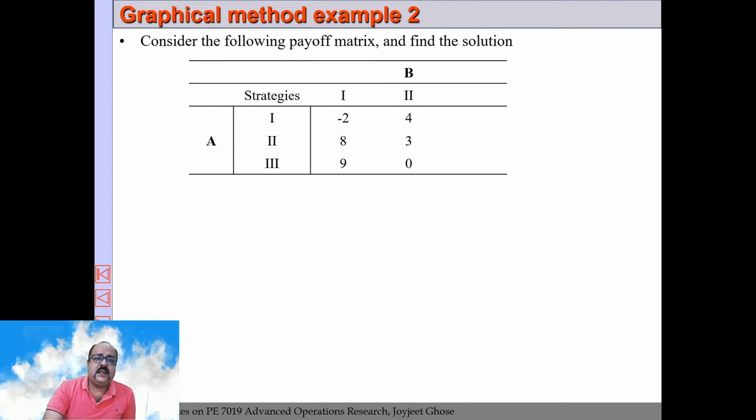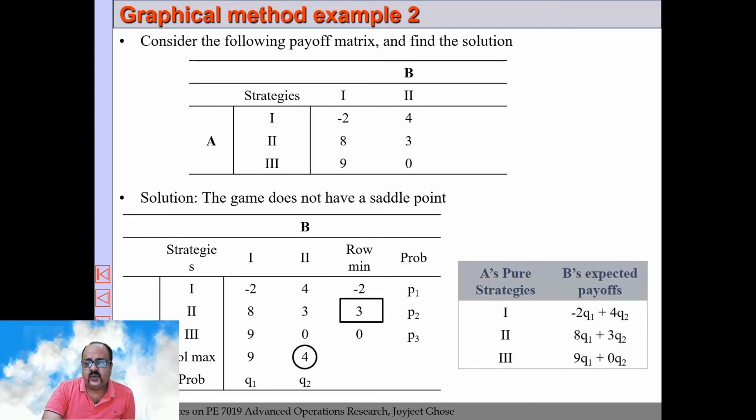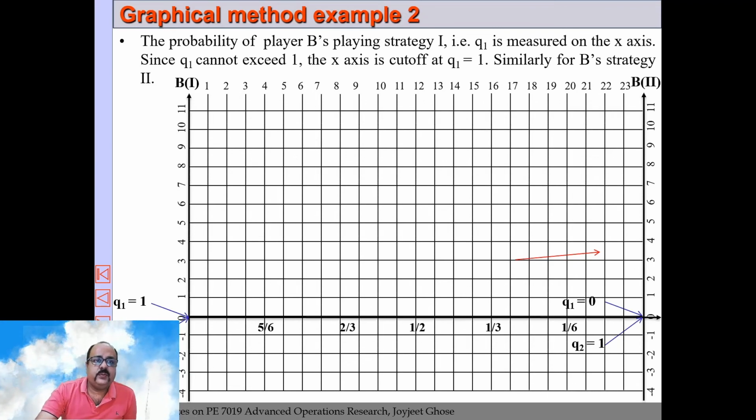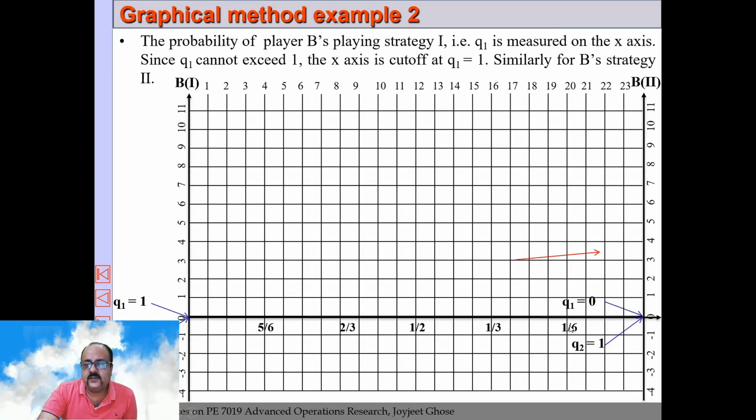Now let's consider this. Here A has more options and B has fewer options. A has 3 strategies and B has 2 strategies. So there is no saddle point and you cannot reduce this matrix. These are B's expected payoffs for each of the pure strategies played by A. This represents B strategy 1 and this represents B strategy 2. That means this is Q1 equal to 1, Q2 equal to 0, and this is Q1 equal to 0, Q2 equal to 1. Accordingly, these are the values of Q1 at these points.